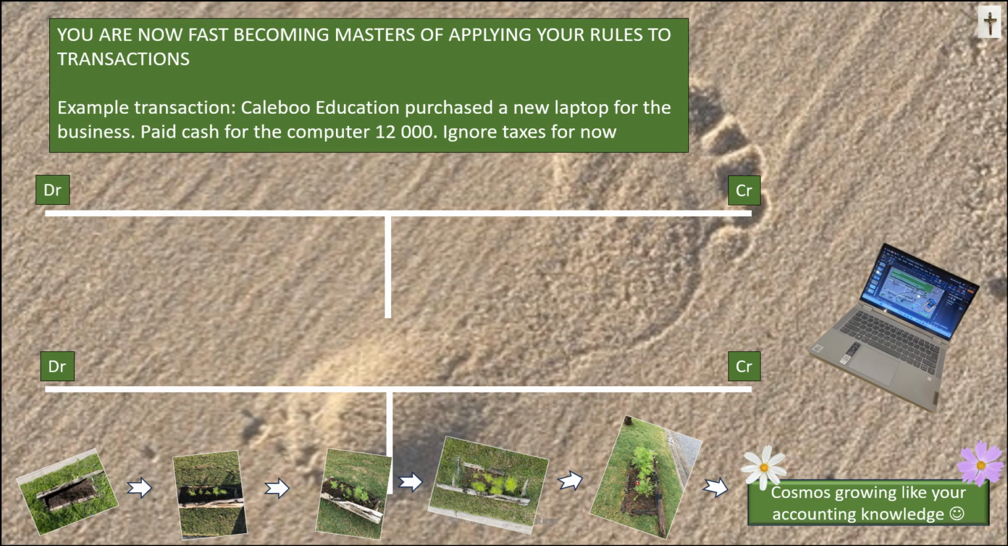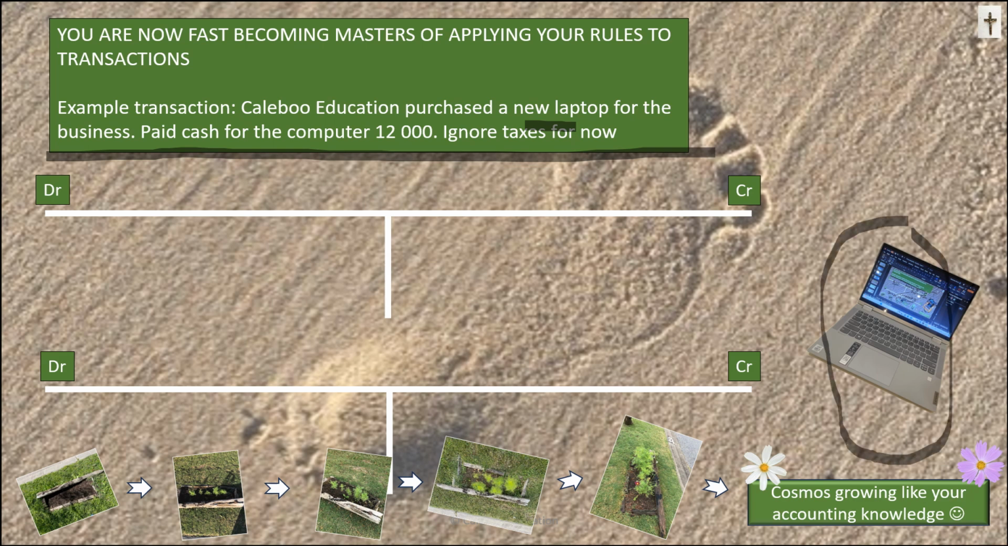You are now becoming masters of applying the rules to transactions. In this slide, I'm going to look at the following transaction. You're going to record it. Calibre Education purchased a new laptop for the business. Paid cash for the computer, 12,000 Rand. I haven't put the steps up here because you should know the steps. I haven't put the rules up here because you should know the rules by now. So let's go about this.